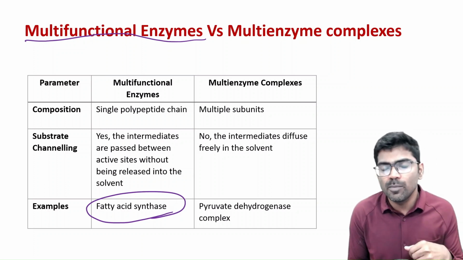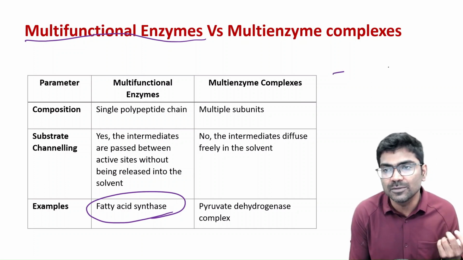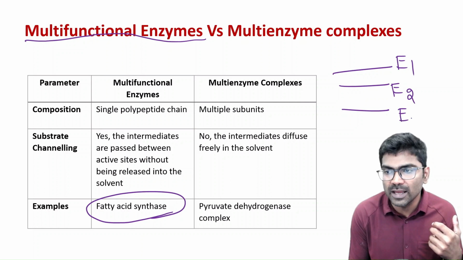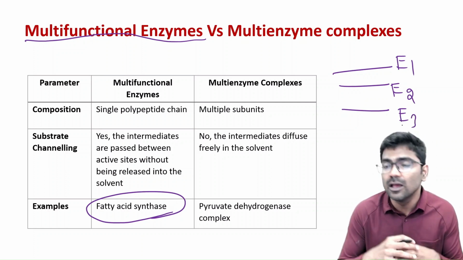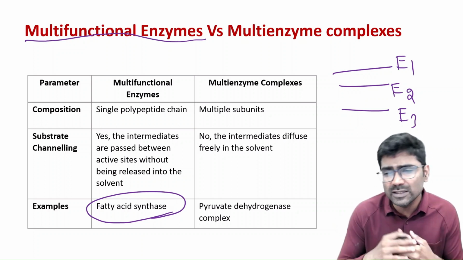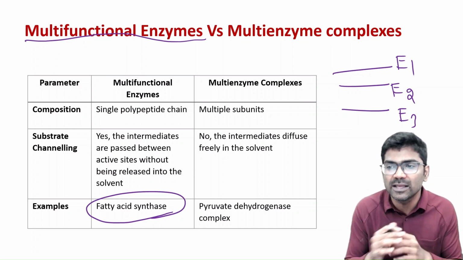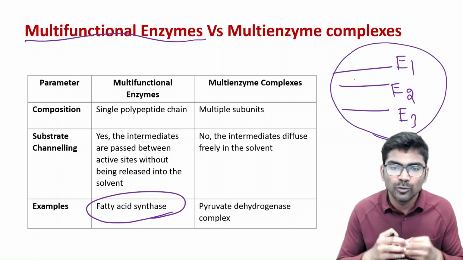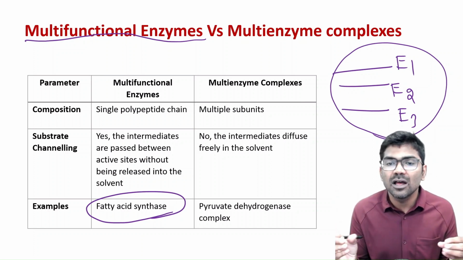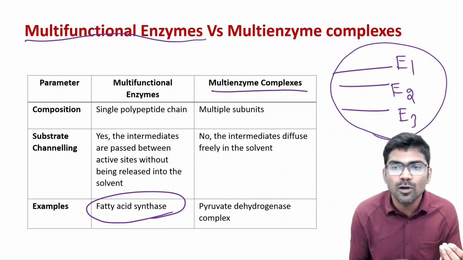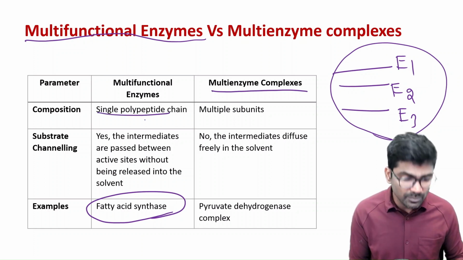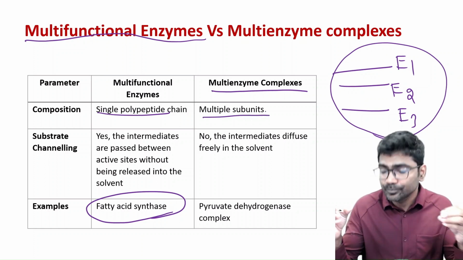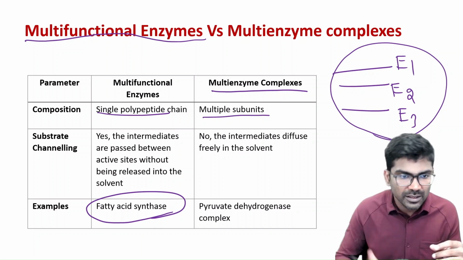What are multi-enzyme complexes? These are different enzymes, right? These are 3 different enzymes. For example, pyruvate dehydrogenase complex, alpha ketoglutarate dehydrogenase complex, branched chain keto acid dehydrogenase complex. So all these complexes are made up of 3 different enzymes which are linked. So 3 different enzymes are assembled together to form a multi-enzyme complex. Whereas multifunctional enzyme is a single polypeptide chain, single protein. Multi-enzyme complexes are different proteins, right?